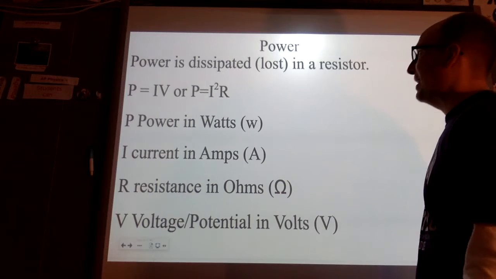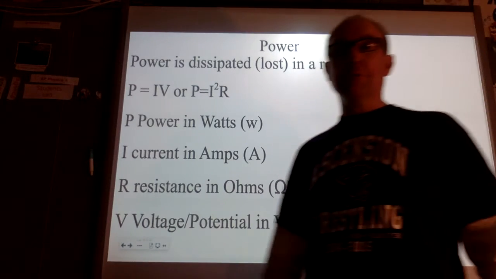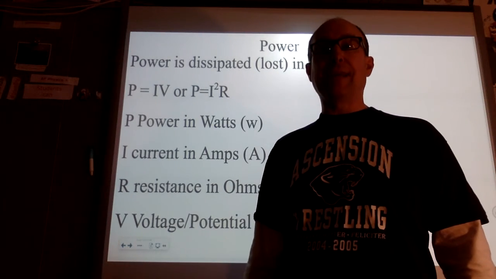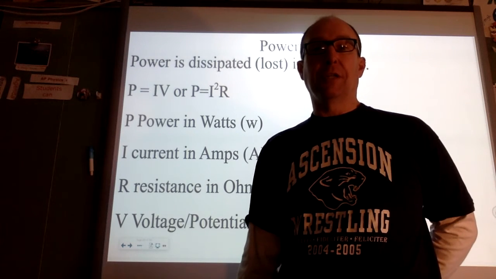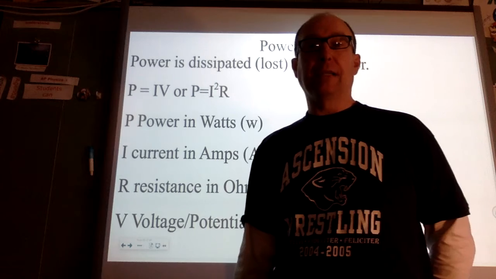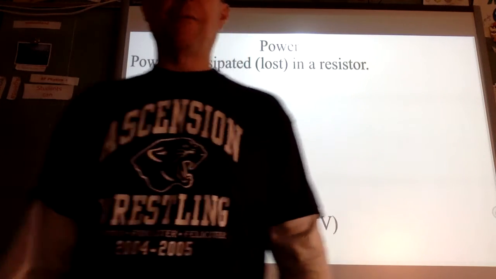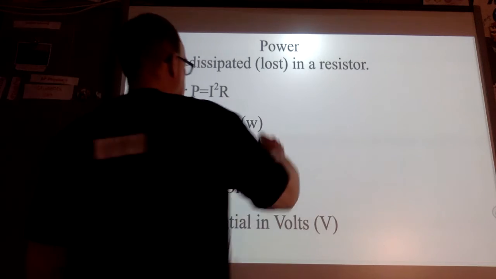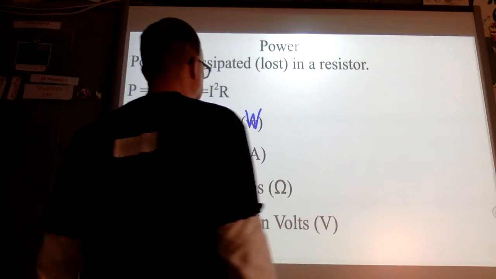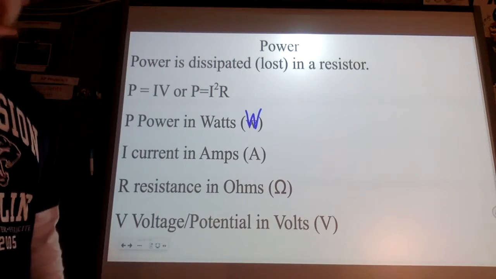The power that is dissipated, so the power that is used up in a circuit, is going to be equal to the product of the current times the voltage. P is equal to IV. It also ends up being equal to I squared R. This is going to be in watts. That should be a capital W. I'm not sure why it was lowercase w.